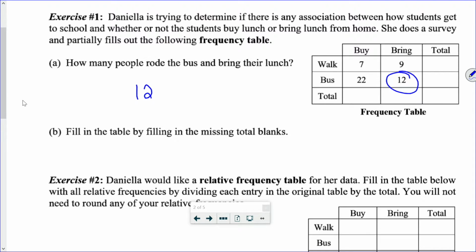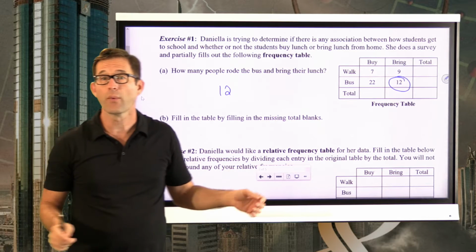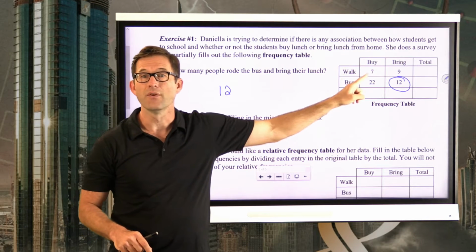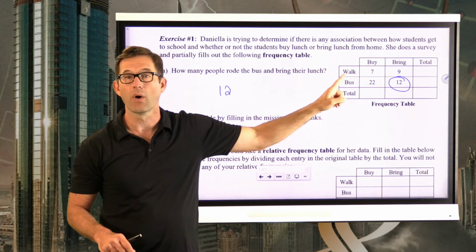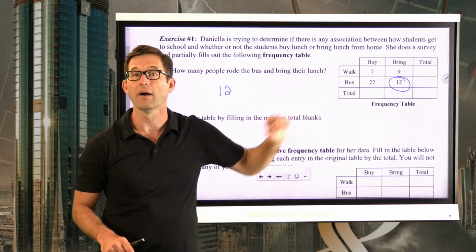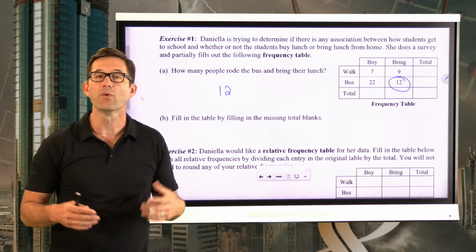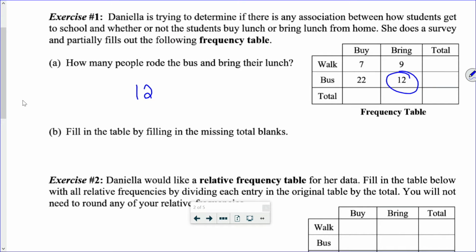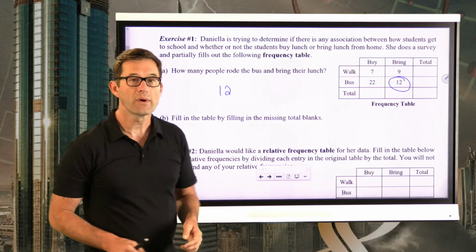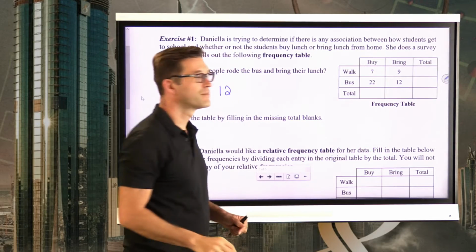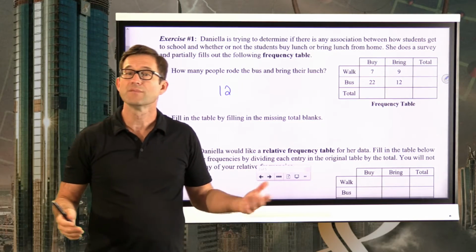Again, just making sure that we know how to read this. By the way, there were 9 people that bring their lunch and walk to school. There's 7 people that buy their lunch and walk to school, and there's 22 people that buy their lunch and ride the bus, right? That's kind of the way that we read these tables. Now, letter B is pretty simple. Fill in the table by filling in the missing total blanks. All right, so in other words, sometimes these frequency tables, as we call them, have totals given, sometimes they don't.